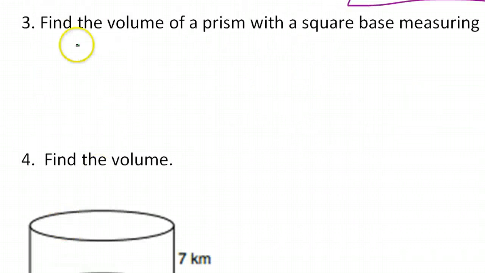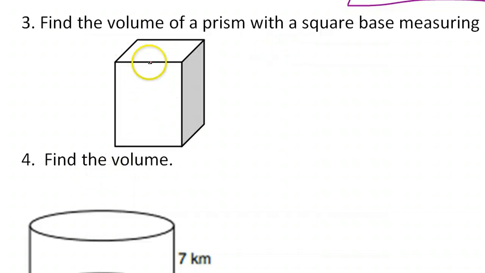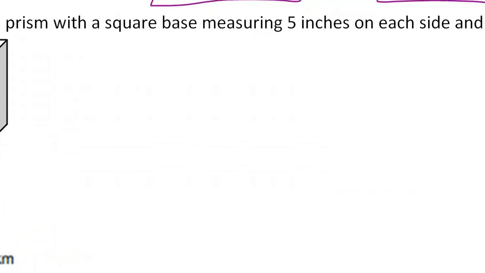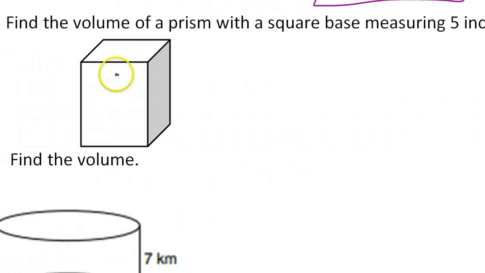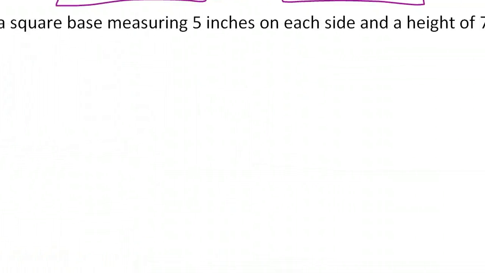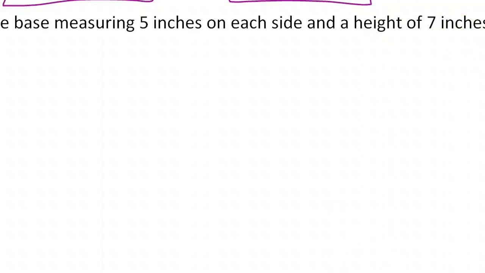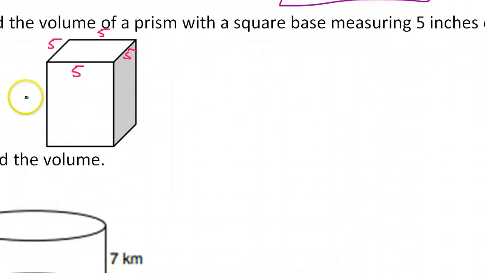For number 3, we're supposed to find the volume of a prism with a square base. So here's a prism with a square base measuring 5 inches on each side. My square base has 5, 5, 5, 5 all around, because it's a square, so they're all 5. And what about the height? Height of 7 inches. So I'll put that over here.